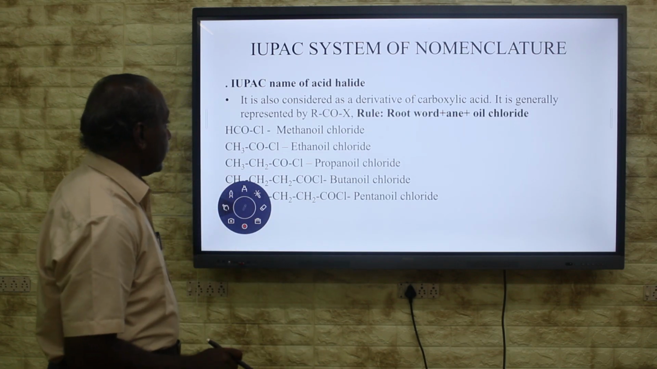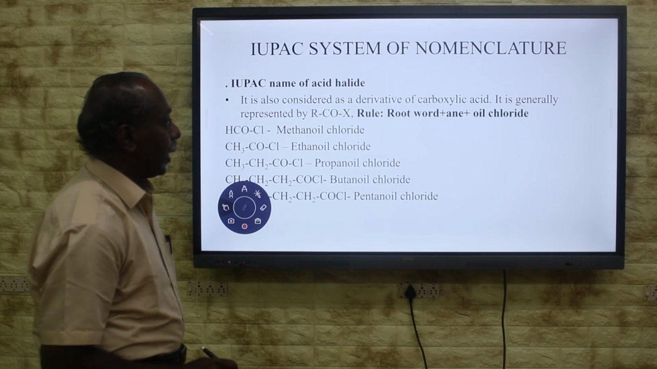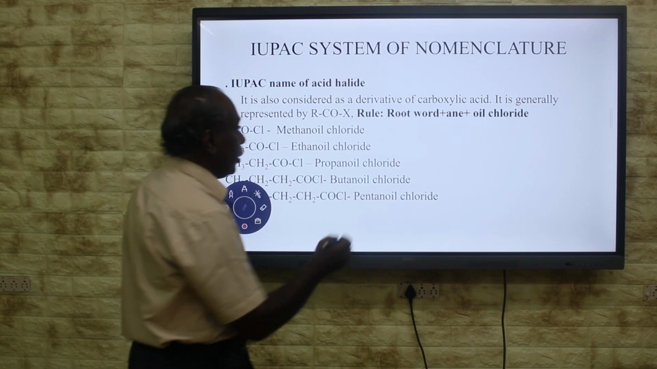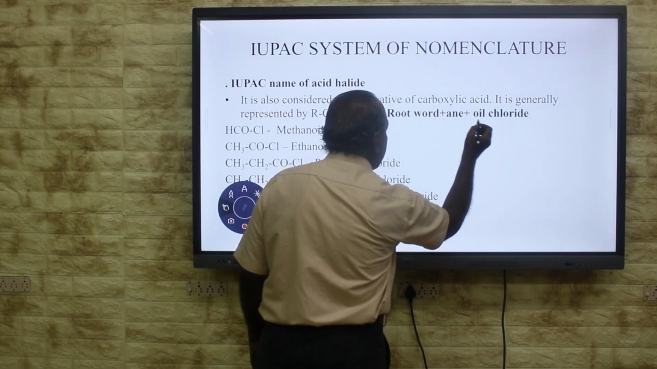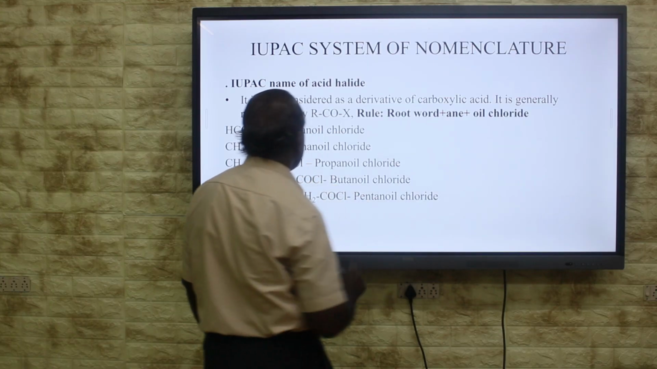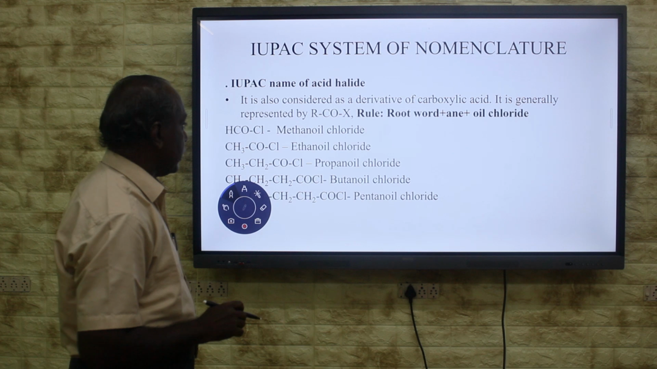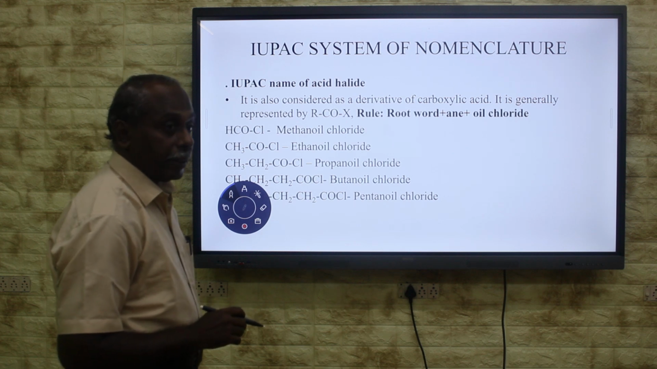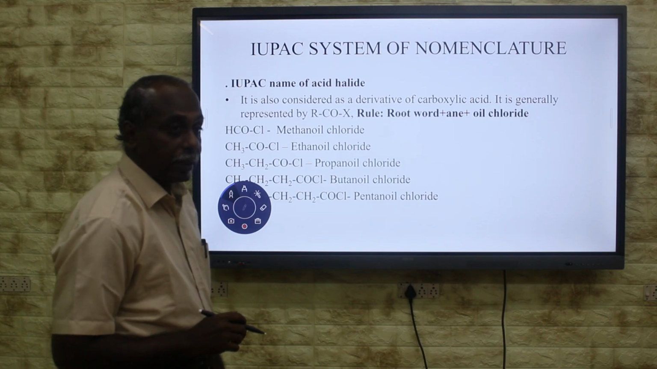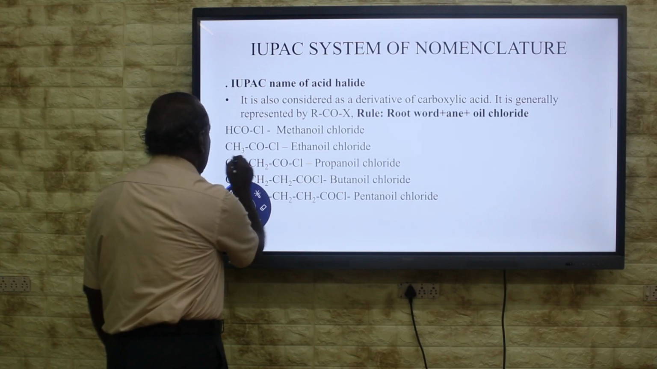Acid halide. Here the root word plus ANE plus oyl chloride, oyl halide, should be added. Here also, when you combine these two, primary suffix and secondary suffix, E is removed. The first member is formic acid, sorry, methanoic acid, methanoyl chloride. The second carboxylic acid is ethanoic acid, ethanoyl chloride.